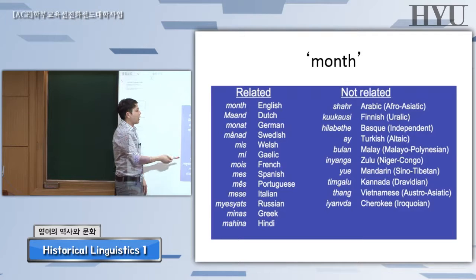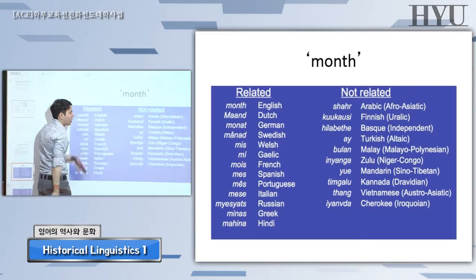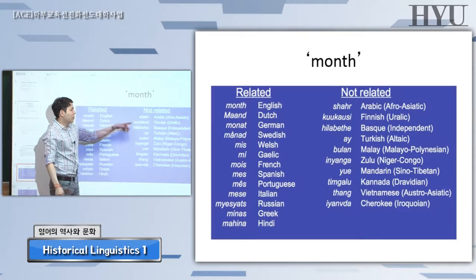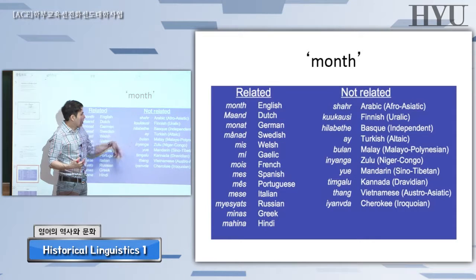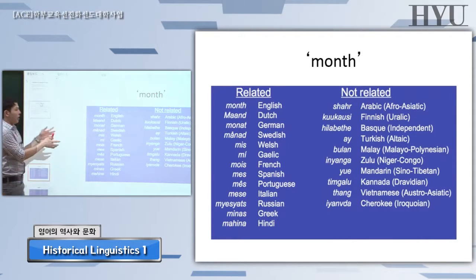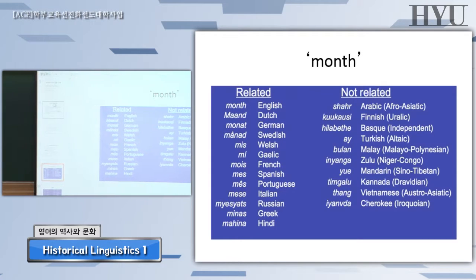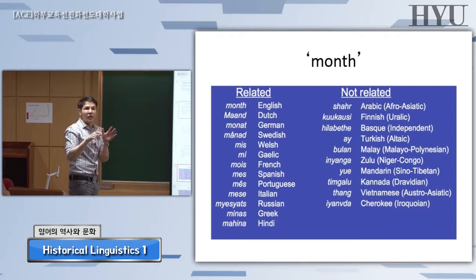Okay, and if you compare the languages on this side to the languages on the right side, they are totally different. Because on the right side, whatever words you have here, they look so different. So based on similarities and differences like this, we can put languages in different families.